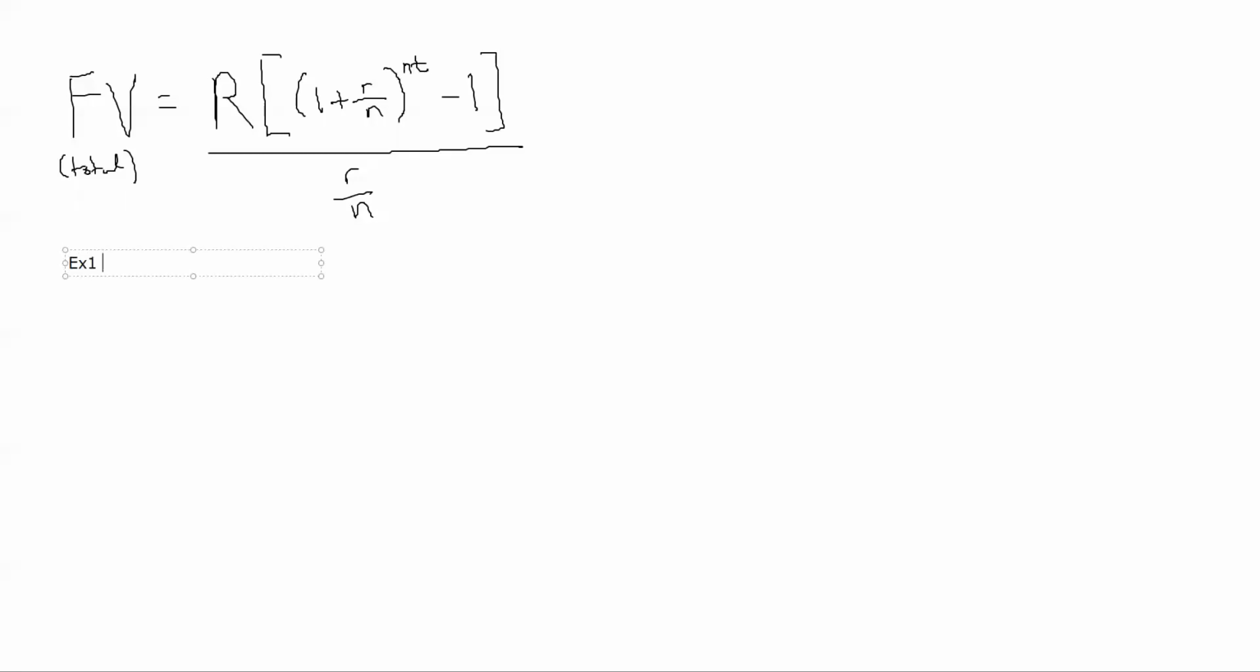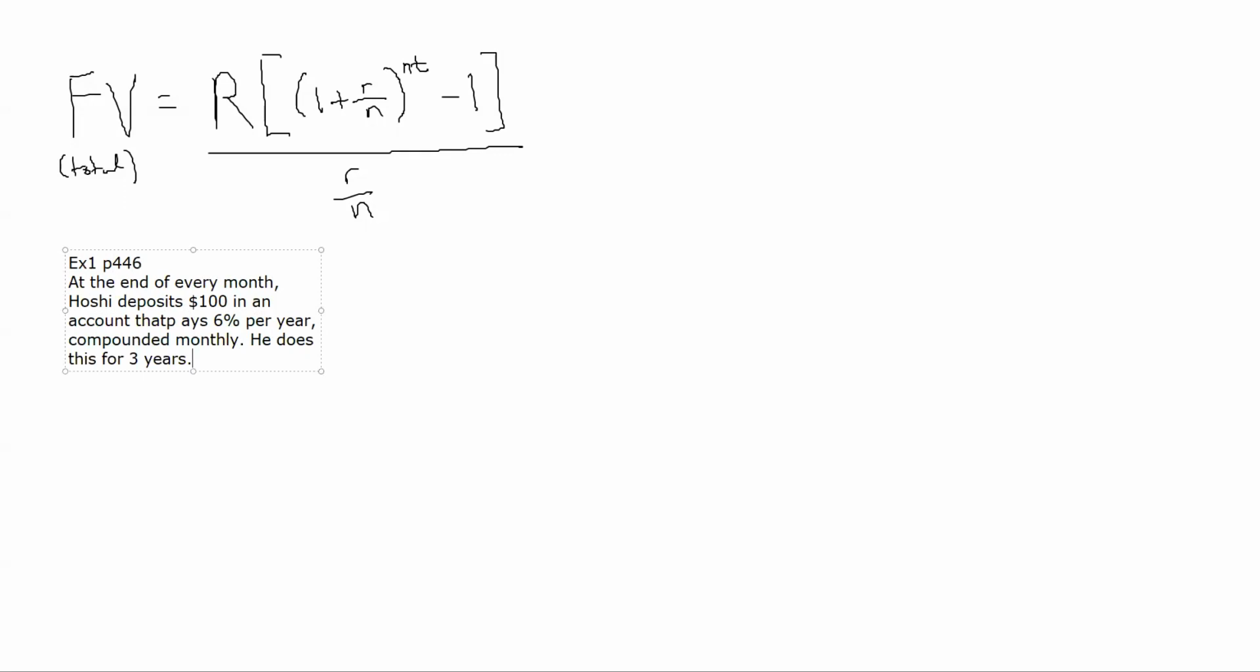Example 1 from page 446 says, at the end of every month, Oshi deposits $100 in an account that pays 6% per year, compounded monthly. He does this for 3 years. Draw a timeline, no thank you. Determine the amount in the account after 3 years, I can do that. How much interest will the annuity have earned?